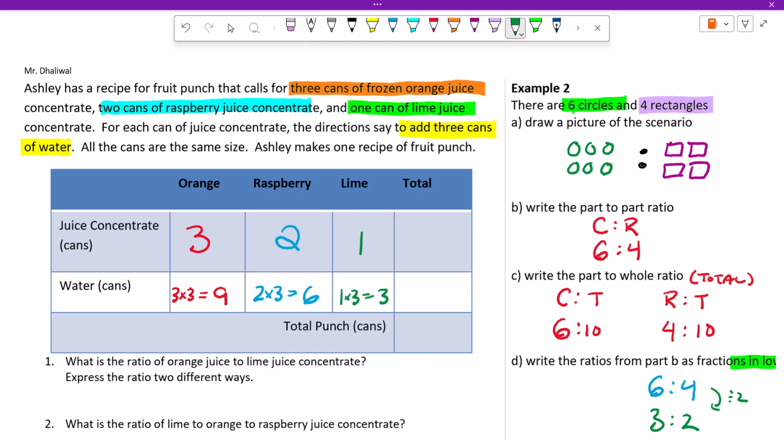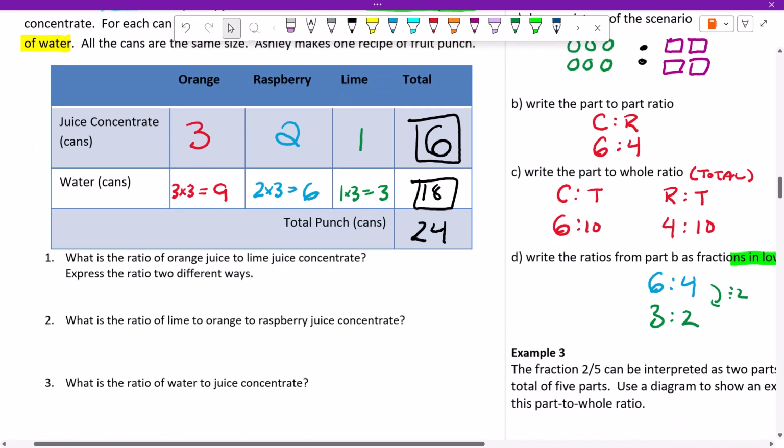So all together, for our totals, we have 1 plus 2 plus 3, which is 6 cans of concentrate. How much water do we have? We have 18. Thank you, Lucas. All together, we have 24 cans of punch. Okay. So now let's just answer some quick questions about this. We did the hard part. We got all the information out there.